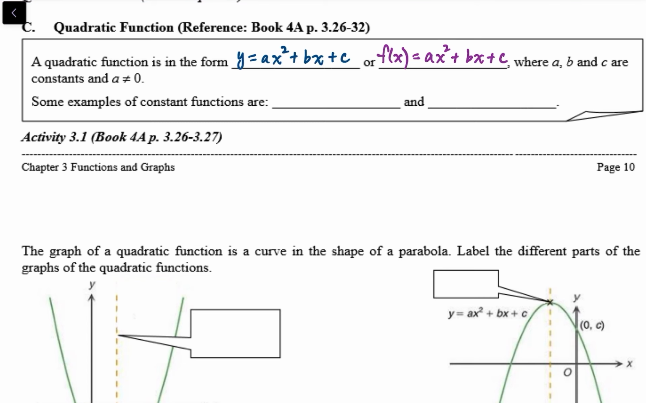So some examples of quadratic functions are y equals 2x squared plus 4x plus 1, or f of x equals negative x squared plus 3x plus 1.